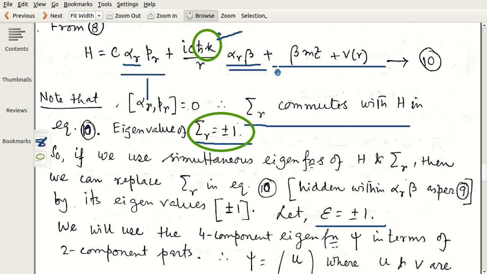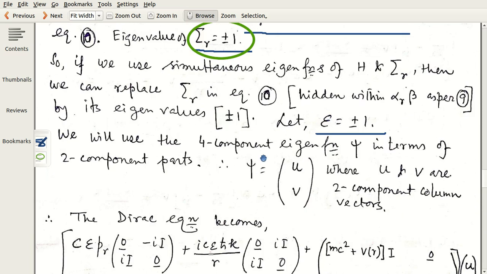And we use the eigenfunctions of both k and sigma, which are eigenfunctions of the Hamiltonian. In this case, we have already replaced the k operator by its eigenvalue, and then we will replace the sigma operator by its eigenvalue. As the eigenvalue of sigma r is plus minus 1, we just name it epsilon. It will help us in writing down the expressions.